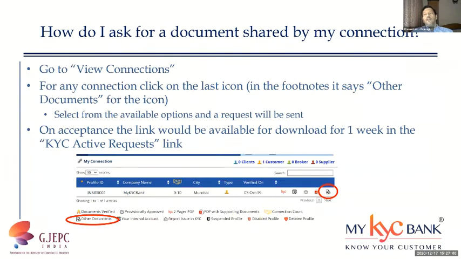How do I look for a document? So I've uploaded the document, but if I want to see this document of my counterparty, how do I look for it? So you go to the view connections. In any connection, you go for the last icon. If you look at the last icon, here it shows you other documents. So you can look at the other documents and it will show you what all options are available. Select the ones which you want. A request would be sent to the counterparty.